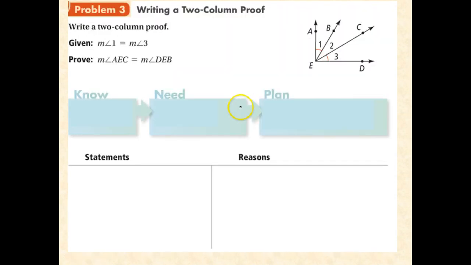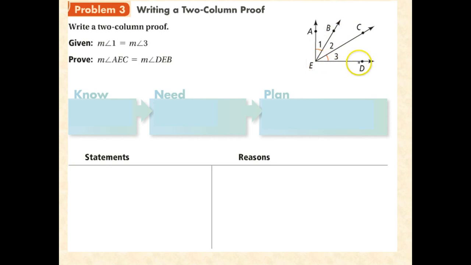All right, let's see a 2-column proof in action. We are given that the measure of angle 1 is equal to the measure of angle 3. We need to prove that the measure of angle AEC is congruent to the measure of angle DEB.